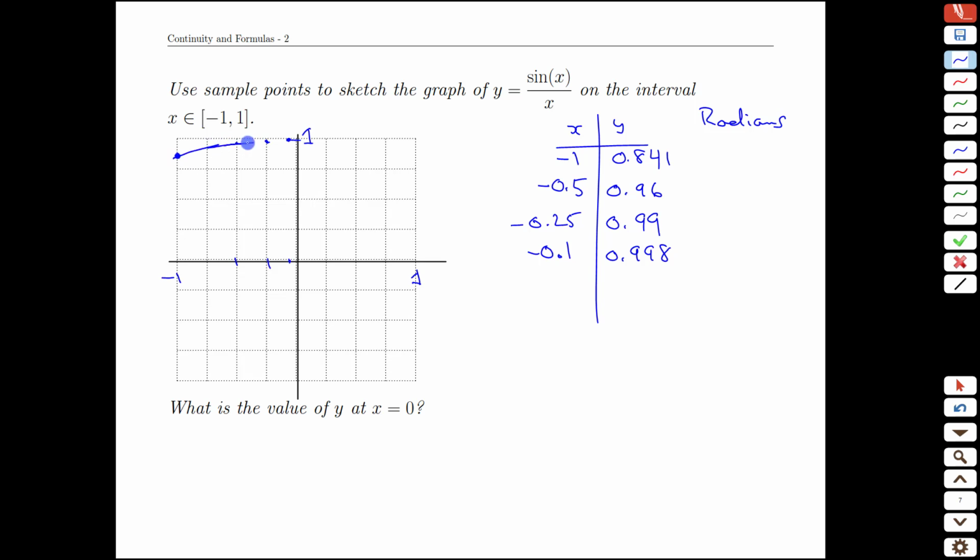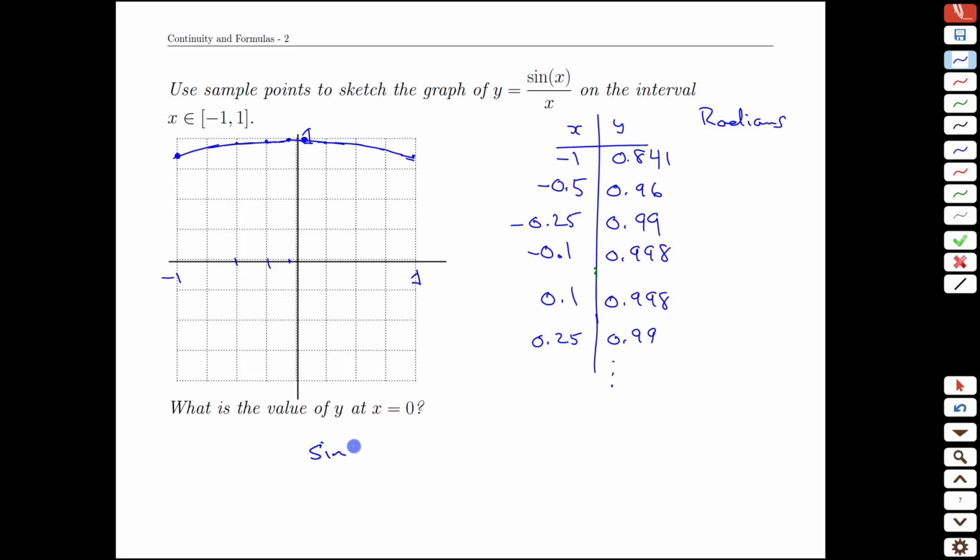Plotting those points, we see very quickly we're pretty close to 1. And if we connect them into a graph, we would expect to see this kind of shape going forward. If we jump a little bit and go to positive 0.1, turns out the signs are going to cancel. We're going to end up at exactly the same value we had on the left of 0, 0.998. And if we continue, we're going to get the same values back again, just on the positive side. So we'll have a perfectly symmetric function here that looks like this. But where does that leave us at x equals 0?